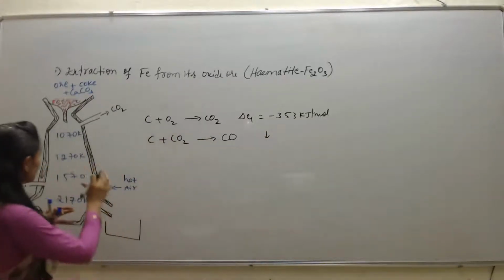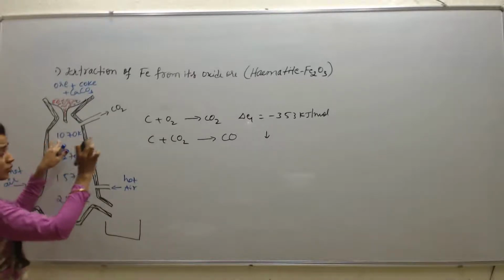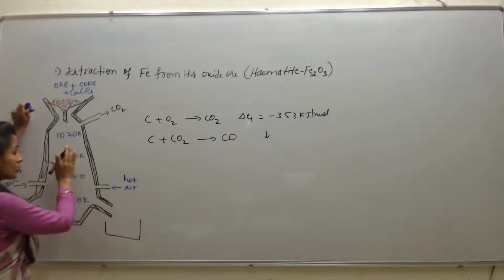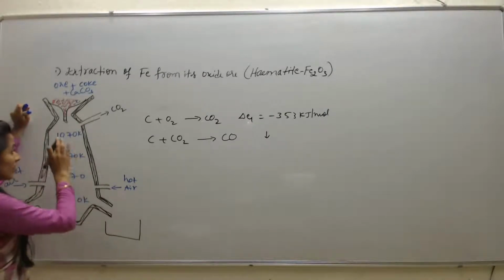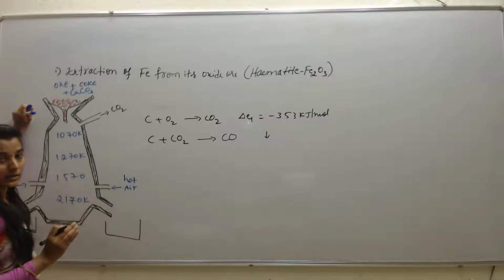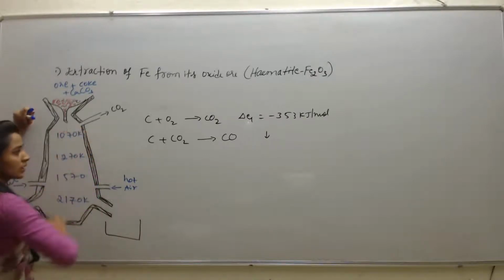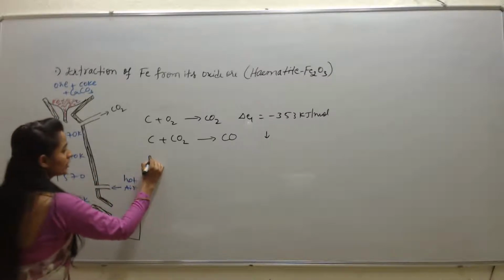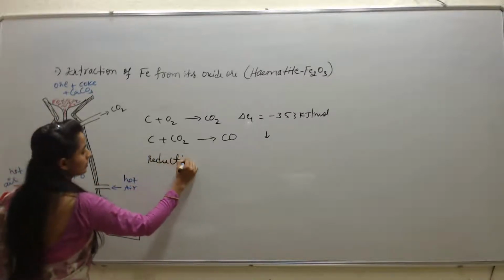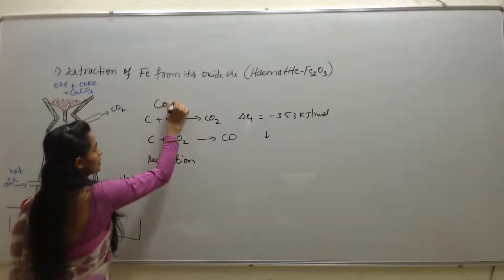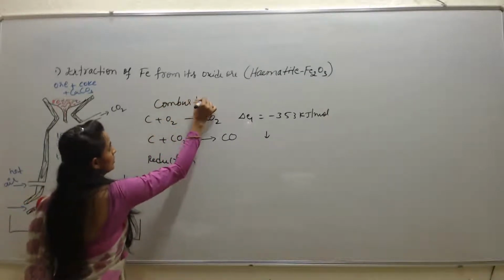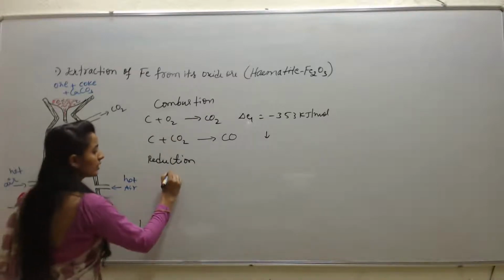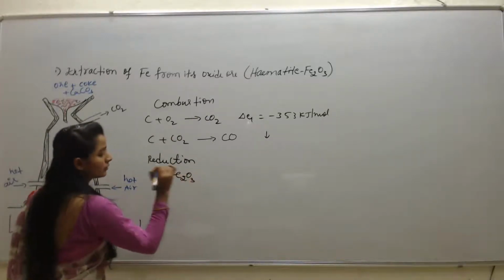So that is why in this range the zone of combustion takes place. Here the heat energy decreases, so the temperature is less. Where the temperature is less, there the reduction occurs. This is combustion, and this is reduction. In reduction, iron oxide is there; we are taking Fe2O3.